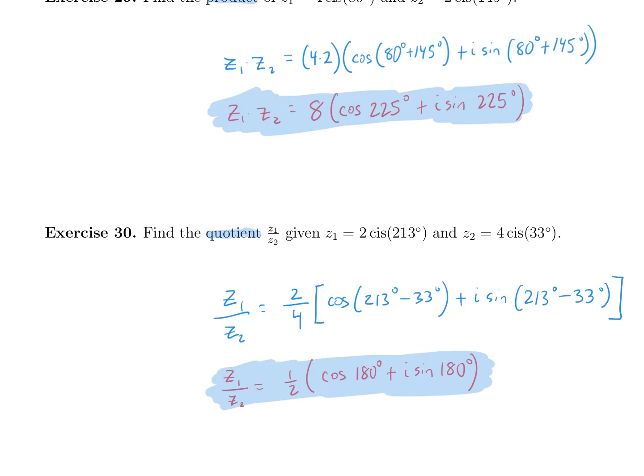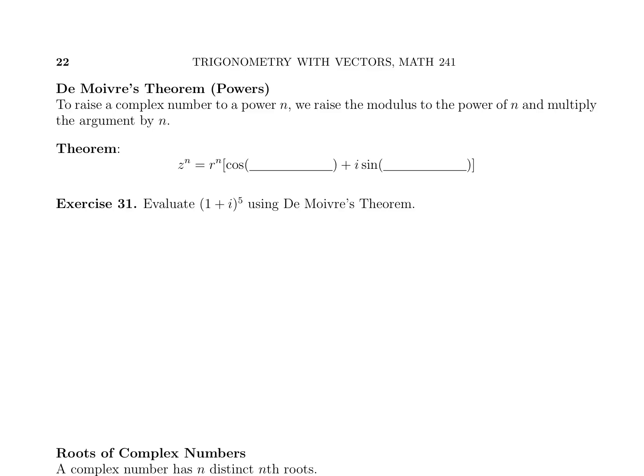Okay, let's turn the page, and there are a couple more formulas for us. This one is called De Moivre's theorem. It's raising a complex number to a power. So if you're raising a complex number to a power of n, then what you want to do is raise the modulus to the power of n, and multiply the argument by n. So it's just a matter of raising the modulus to the nth power and multiplying the argument by n. So that's n times theta.